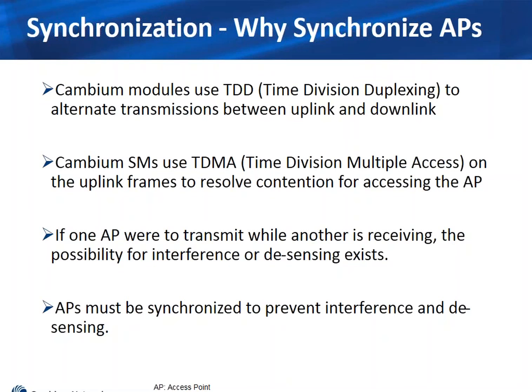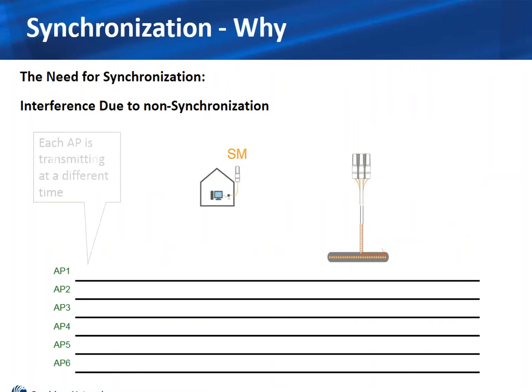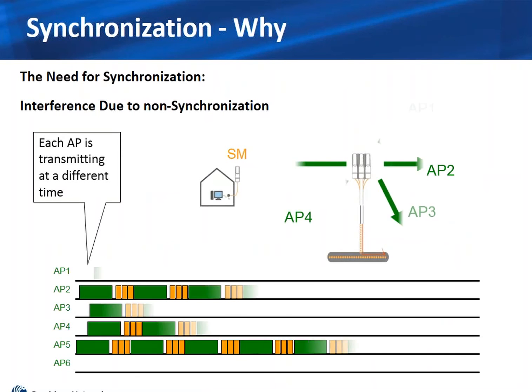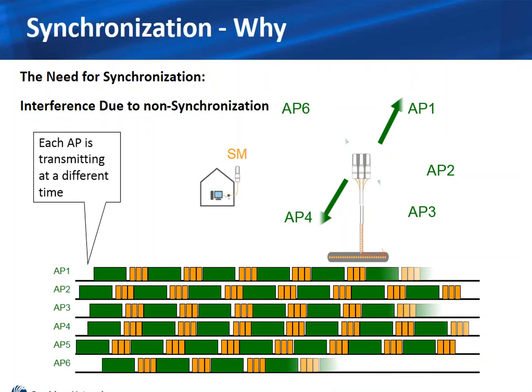You can click through here. I think we have a couple of animations that help bring this to life. So here is an initial animation that shows up to six access points that are all co-located on a single tower, a single structure, and they're transmitting at various different times because they're not synchronized. These green and orange blocks represent the different TDD duty cycles or TDD instances.